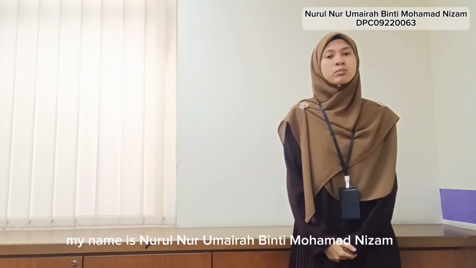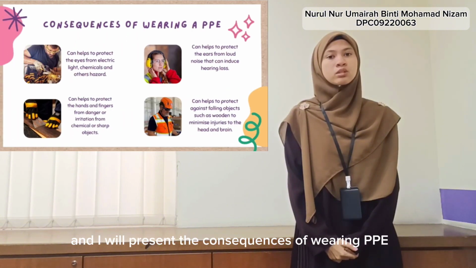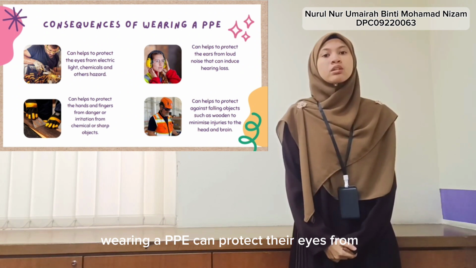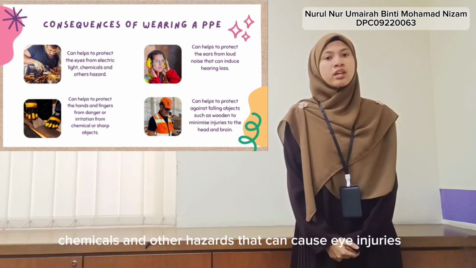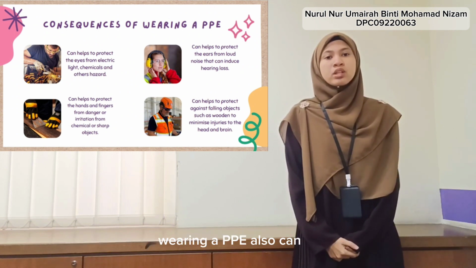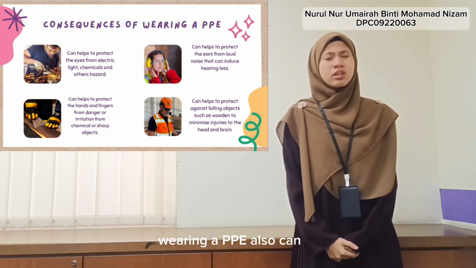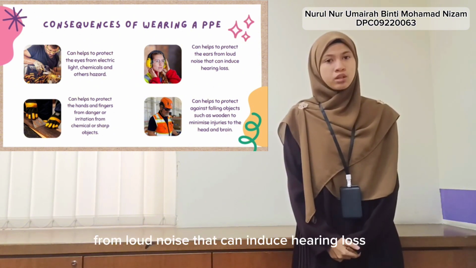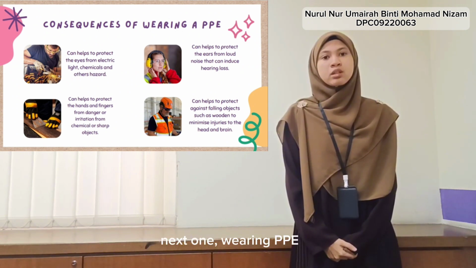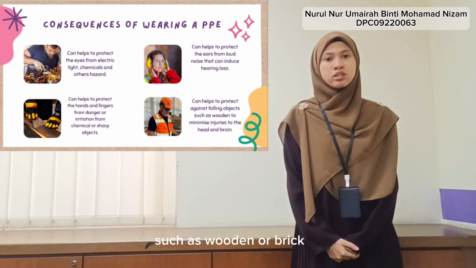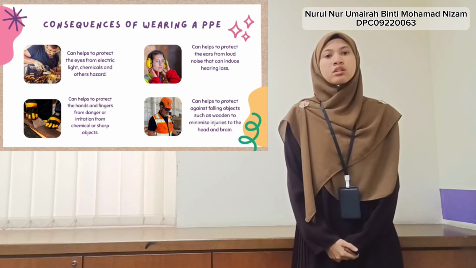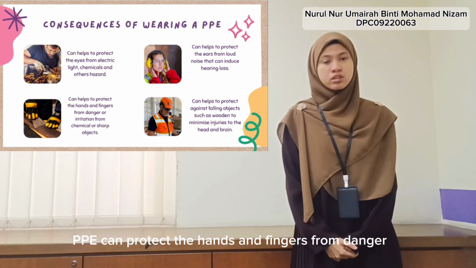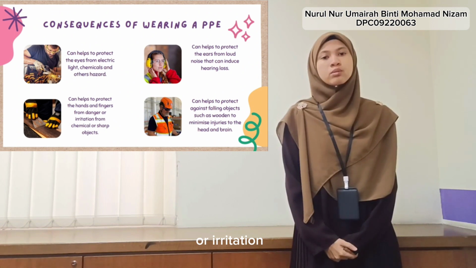Assalamualaikum. My name is Nur Umairah binti Muhammad Nizam, and I will present the consequences of wearing PPE at workplace. Wearing PPE can protect the eyes from electrical lights, chemicals, and other hazards that can cause eye injuries. Wearing PPE also can protect the ears from loud noise that can induce hearing loss. Next one, wearing PPE can protect the head from falling objects such as wood or brick.